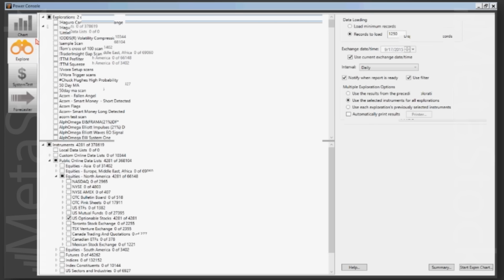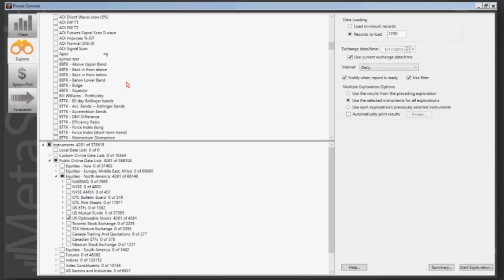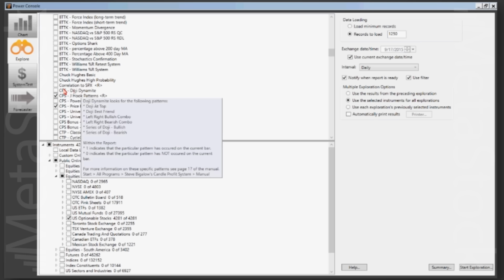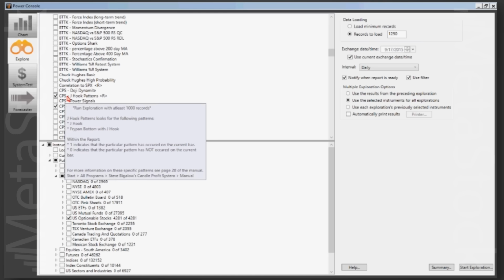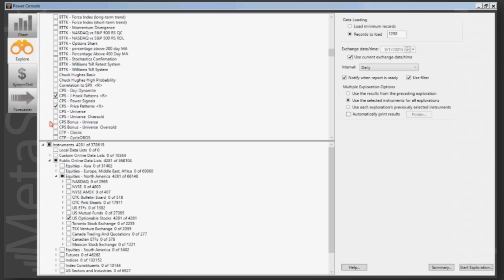Okay, so if I come in here to our exploration tab, it's going to list all of the different scans that are available. Now, I've been working with MetaStock for 20 years and I've written all kinds of scans. By default, you're going to have a lot of scans in the MetaStock software program, but not as many as I've got, because it is possible and very easy to go in and create your own explorations that you can save forever. The ones that you're going to have with the candle profit systems are basically the Doji Dynamite, the Jhook, the power signals, the price patterns, and then a couple of bonus scans.